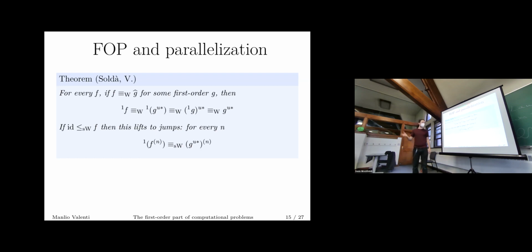Okay, and moreover, this is kind of a nice addition. Under this condition, which is relatively weak, it corresponds to being a cylinder. If you're familiar with it; if not, just take it as a technical condition, not very important. But under this assumption, the same result leads to jumps. So if, instead of taking F, you take the nth jump of F, its first order part is going to be the nth jump of the unbounded parallelization of G.